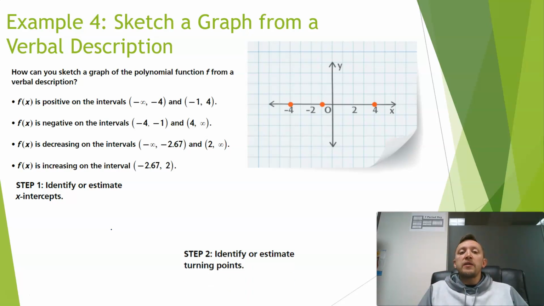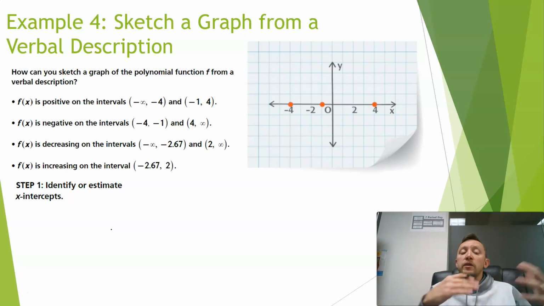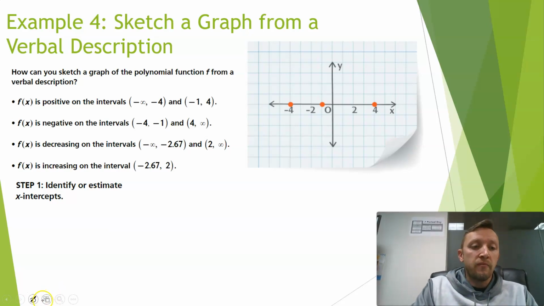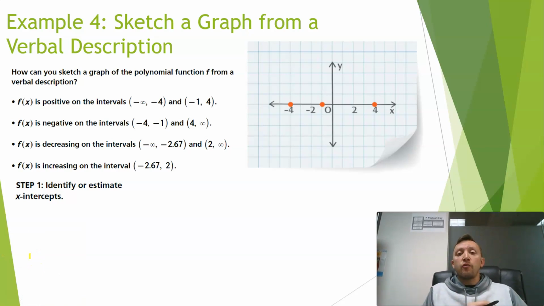That's your first step. The second step is to identify or estimate. Well, actually, before we even do that, I like to figure out, because from those x-intercepts, we can even figure out where it's going to be positive and where it's going to be negative. So let me get my highlighter here. What I'm going to do is highlight on this graph where it's going to be positive and where it's going to be negative.